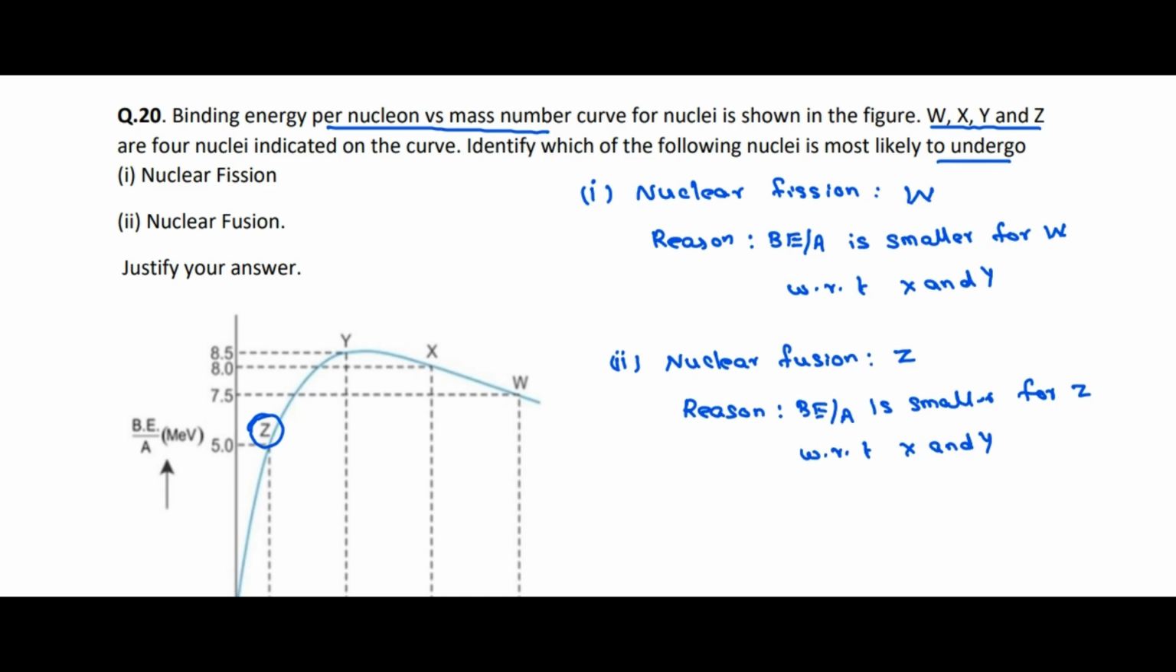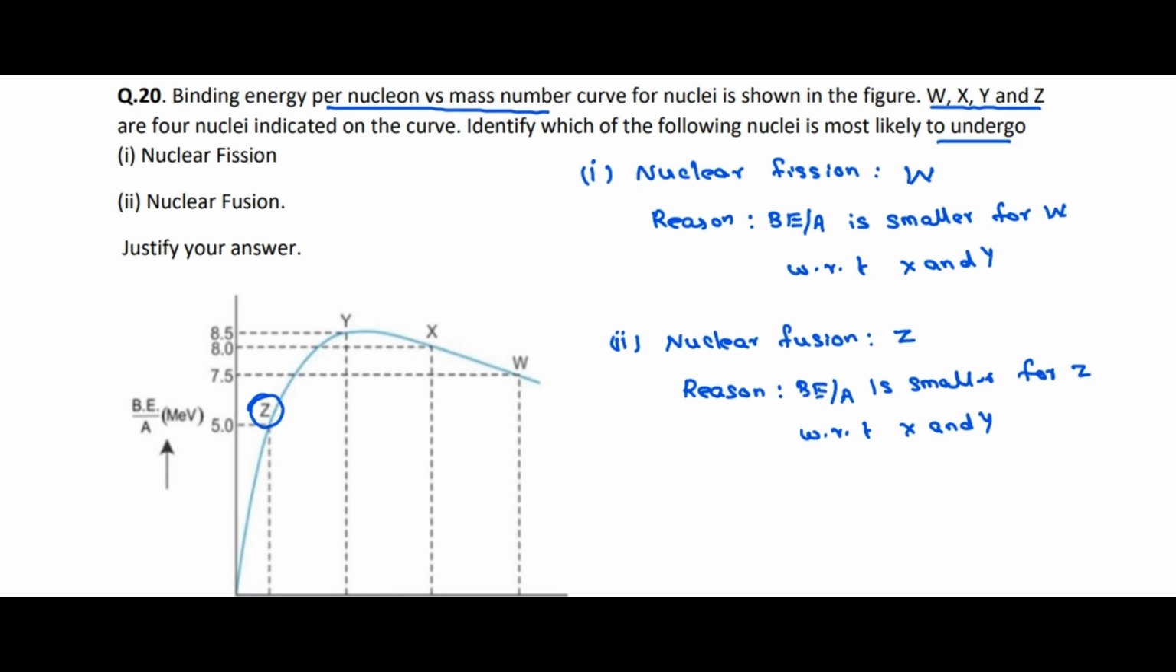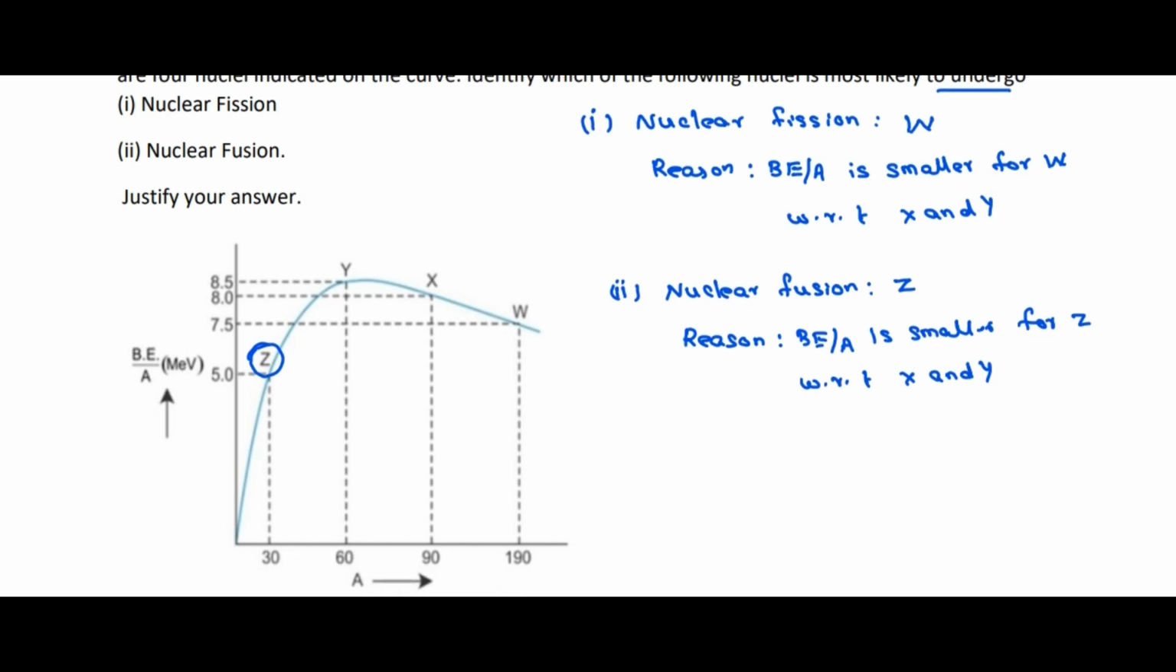Here in nuclear fission, W is already bigger in size, that can't fuse, so that is splitting into smaller nuclei. Here Z is already smaller, that's why it undergoes fusion to get stability. To get stability means automatically binding energy per nucleon will be higher. Those elements which have higher binding energy per nucleon are more stable, and those having lower are less stable. Everything will try to get stability.